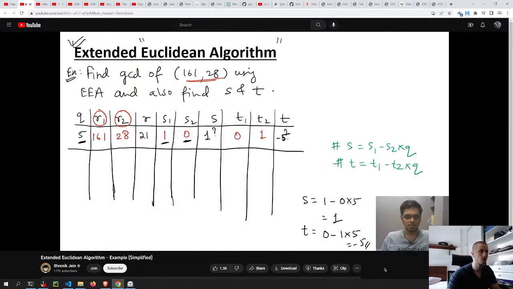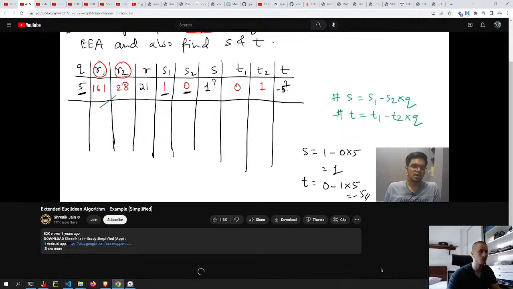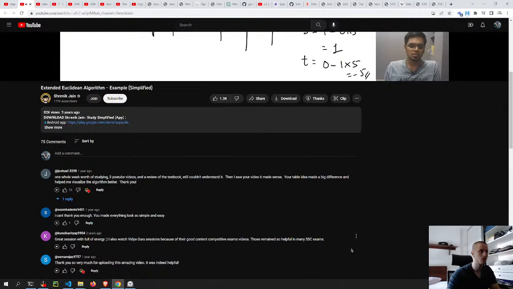Now we are moving forward to the row 2 elements. To get the row 2 elements, we use the same logic as in the Euclidean algorithm: shifting of the terms. R2 is shifted to the R1 position, R is shifted to the R2 position, S2 is shifted to the S1 position, and S is shifted to the S2 position. Similarly, T2 is shifted here and T is shifted here. The values are 28, 21, 0, 1, 1, minus 5.